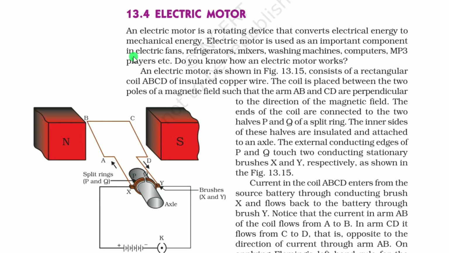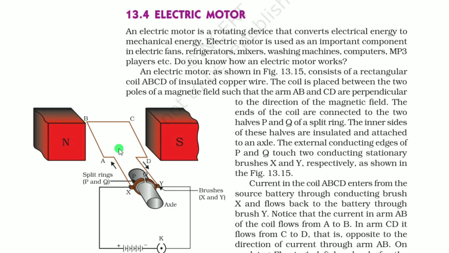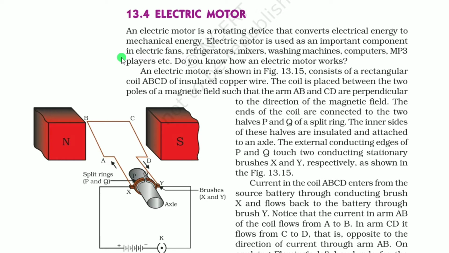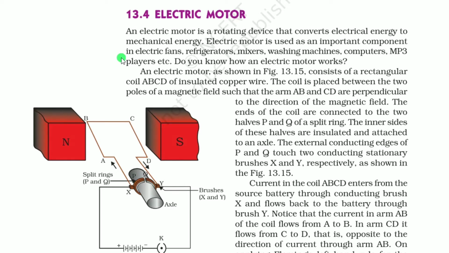What is the basic idea? The basic idea is that when a current carrying conductor is placed in a magnetic field, a force will be applied on the conductor. Here the same thing is happening. That is the principle of the electric motor.